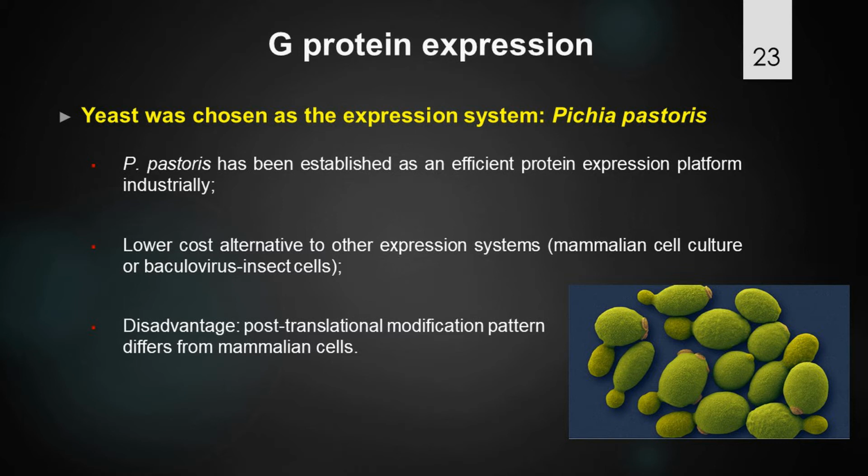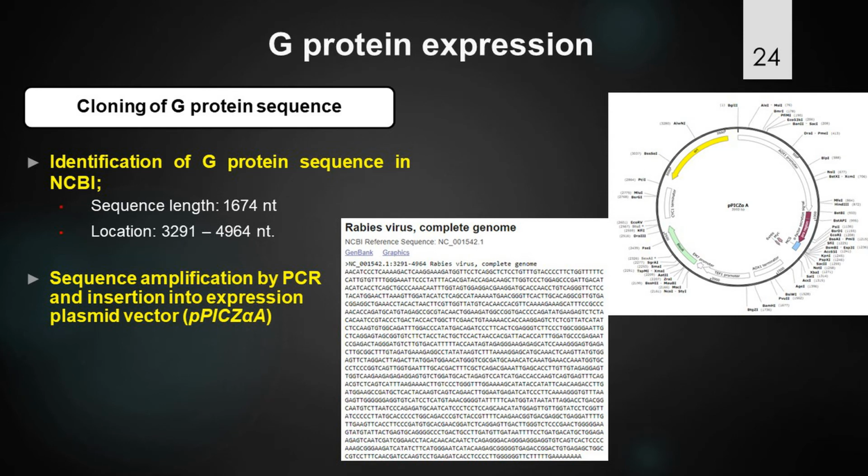Although it is capable of adding post-translational modifications to its expressed proteins, the glycosylation pattern differs from mammalian cells. This could be a disadvantage in terms of immunogenicity, but we would evaluate if this glycosylation pattern would make an impact on the final result. The first step would be to identify the G protein sequence, and we did that by accessing NCBI as a database to get the full sequence for the protein.